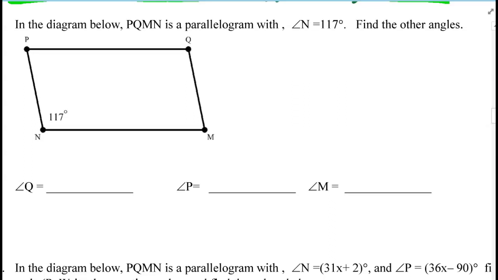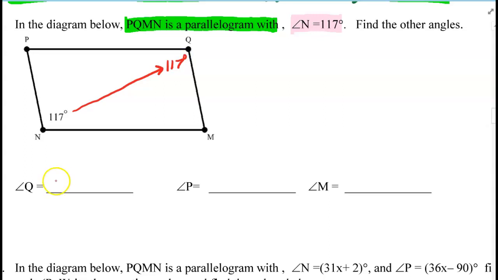So in this problem, we know that PQMN is a parallelogram with angle N to be 117 degrees. We know that the opposite angles are equal, so that means angle Q is also 117. So I know angle Q right now is 117 degrees.